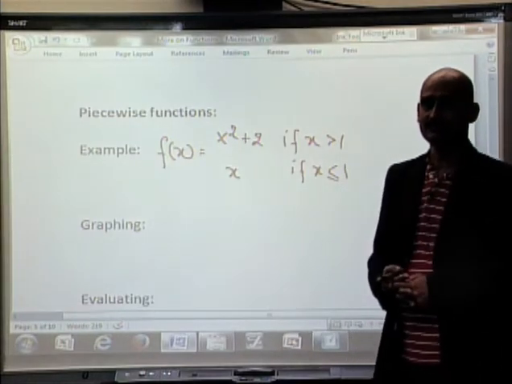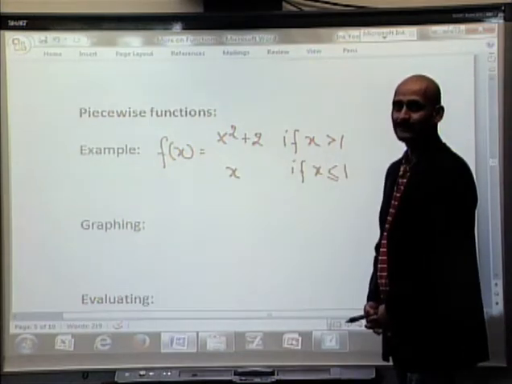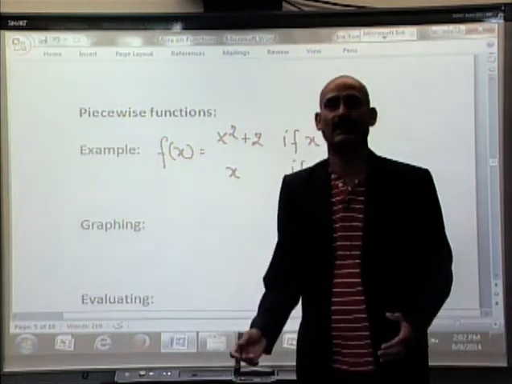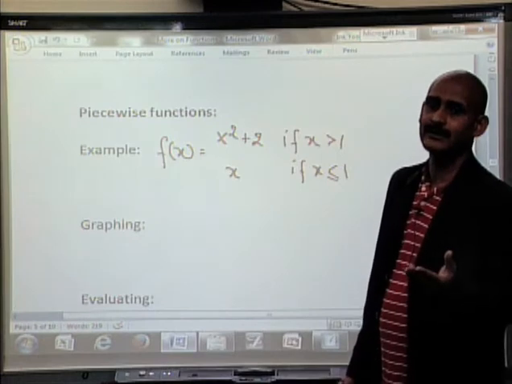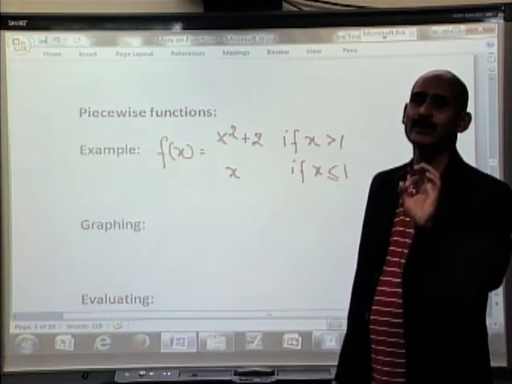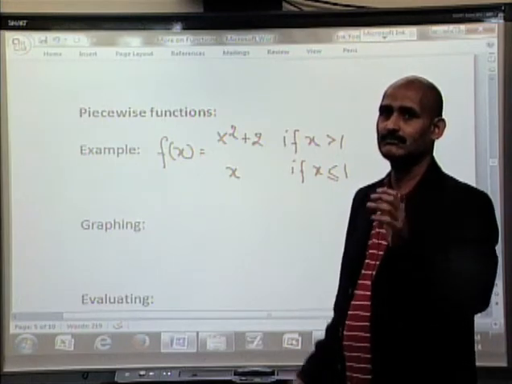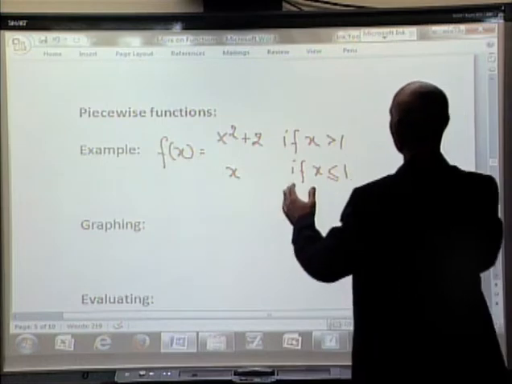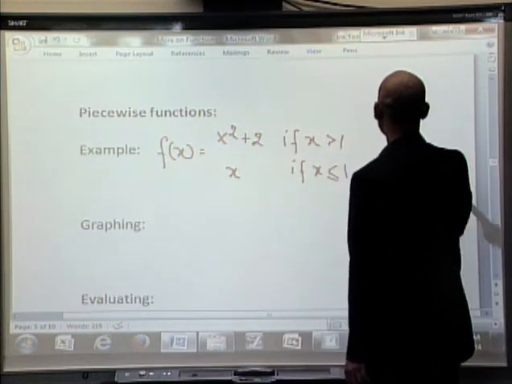However, if x is less than 1, then the formula of the function is x itself. So, the formula of the function is different depending on what is the value of x. This kind of function is called a piecewise defined function. There is a definition below 1 and there is another definition above 1.